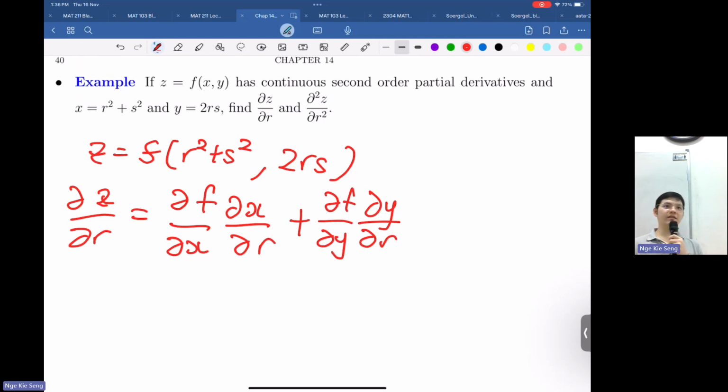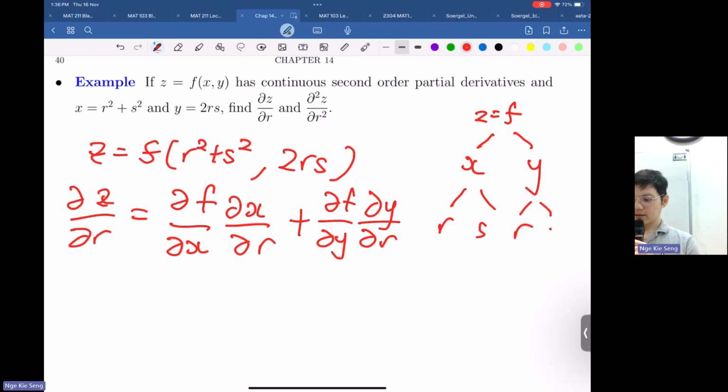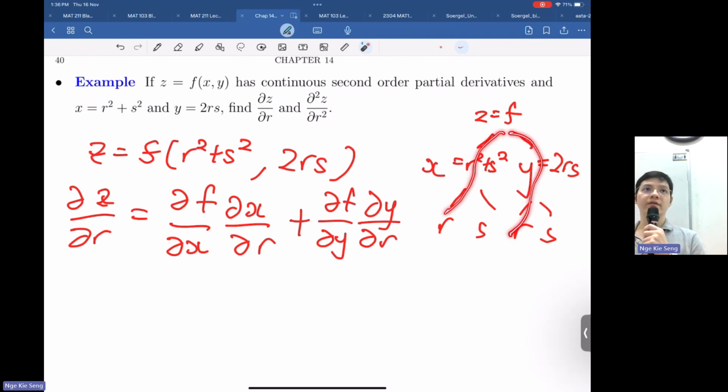Does everyone know how to get this formula here? Similarly, you start with z, which is equal to f, expressed in terms of x and y, and then x and y are in terms of r and s. So what are x and y in our case here? x is r squared plus 3s squared, and y is 2rs. There are how many paths from z to r? There are exactly 2 paths here.